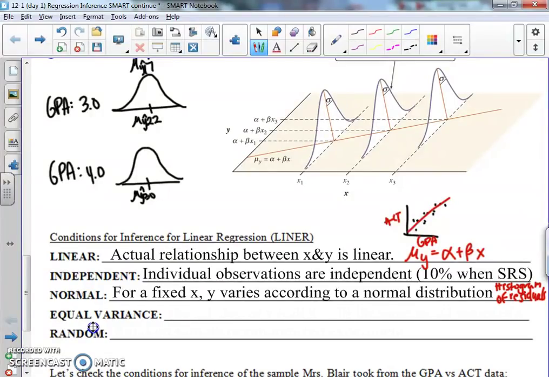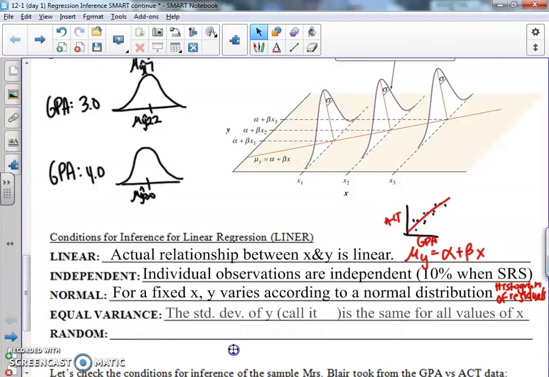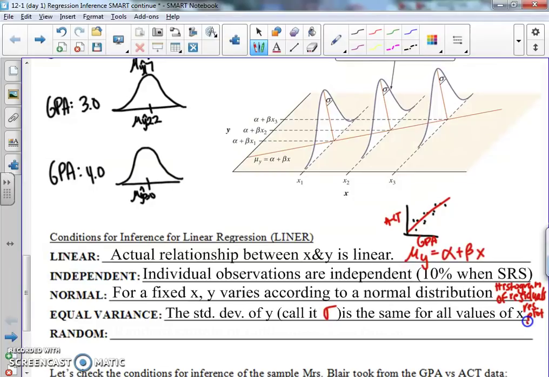Another condition we need is equal variance. And that again ties into the standard deviation, that the standard deviation is the same for all values of x. So the way we say that down here is the standard deviation of y, of all the response variables, we'll go ahead and call it sigma, is the same for all values of x. All of these standard deviations are the same. So the way we do that is we do a residual plot. And I'll remind you guys how to do a residual plot. But with a residual plot, you just want to make sure you see even scatter amongst that residual plot.